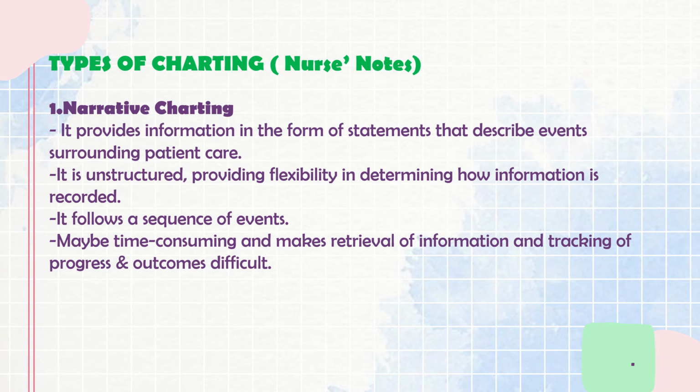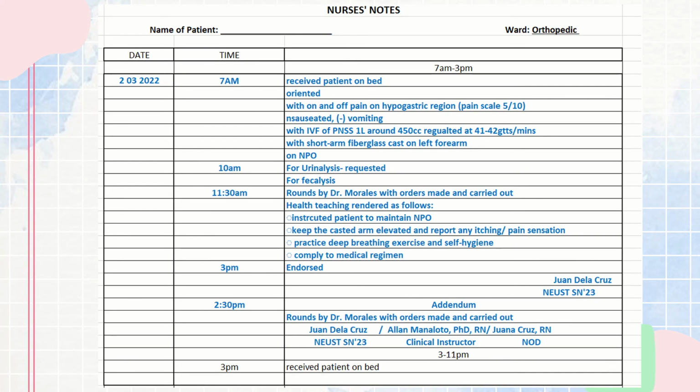Sige, to show you an example, ito siya. So this is an example of a narrative charting. So this is in nurse's notes, okay? So you write here the name of your patient and then kung ano yung ward, for example, medical ward, surgery ward, OB ward, or kahit ano man yan. Again, the structure and how you chart, it will depend on your institution. Pero this is just an example.